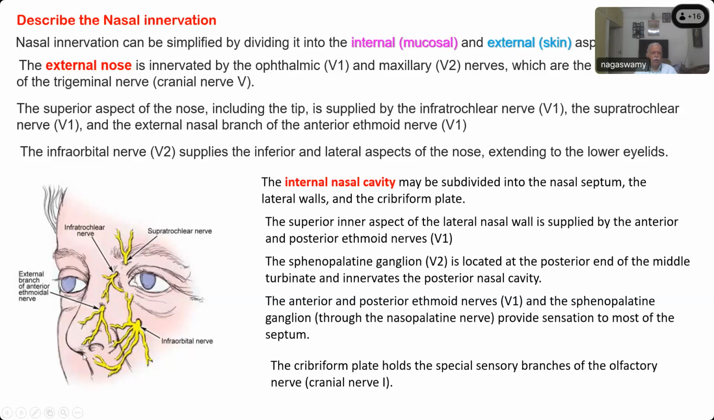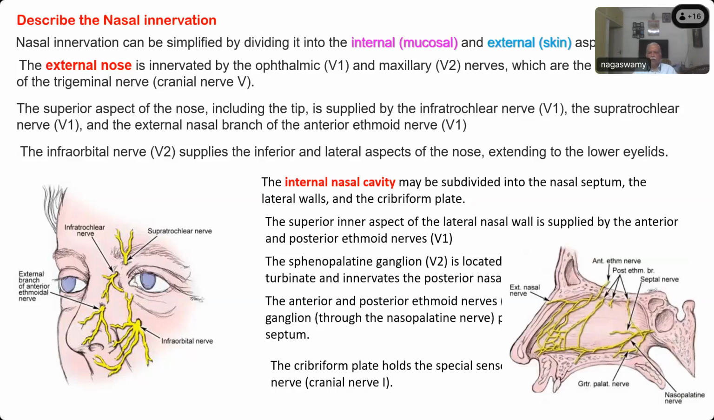So if you block all these four nerves, you can do the rhinoplasty comfortably, and the whole internal nasal cavity can be blocked by packing the nose with a local anesthetic soaked gauze piece, like what I showed in the earlier picture. That surface application itself will block all these mucosal nerves and we can achieve a very good anesthesia inside the nose also.